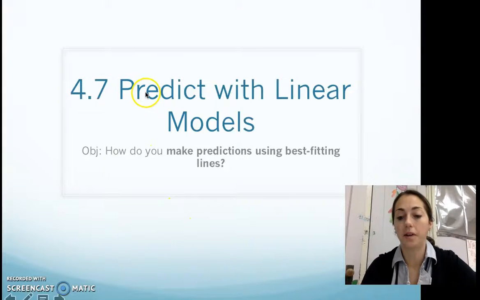Hey guys, today we're going to talk about predicting with linear models. Our objective is how do you make predictions using best fitting lines. All right.